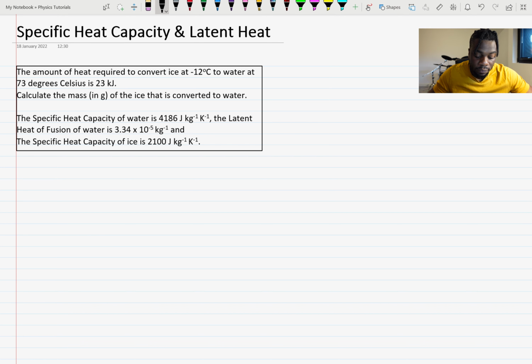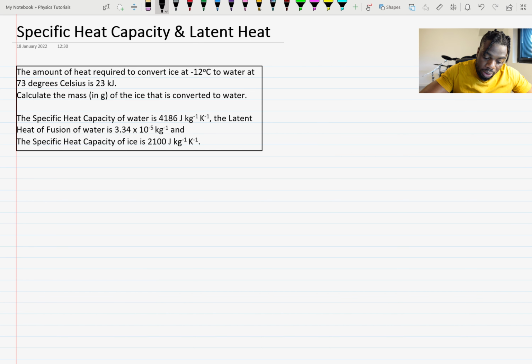And we get given some constants. The specific heat capacity of water is 4,186 joules per kilogram per Kelvin. The latent heat of fusion of water is 3.34 times 10 to the minus 5 per kilogram, and the specific heat capacity of ice is 22,100 joules per kilogram per Kelvin.